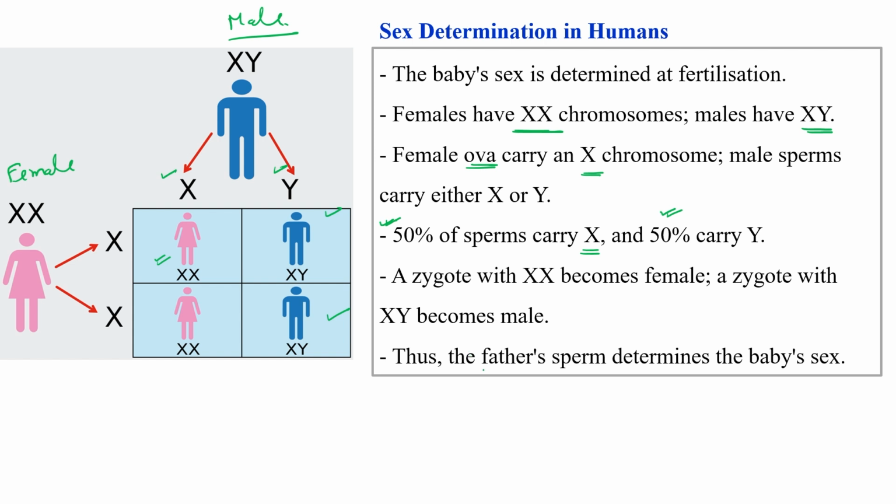So which factor determines what kind of sex is present in the progeny? It actually depends upon the male, because the father's sperm has two types of chromosomes, X as well as Y. That's why the father's sperm actually determines the baby's sex, not the female.